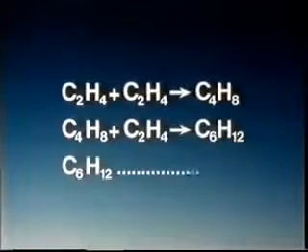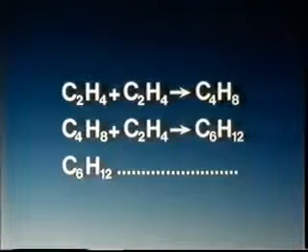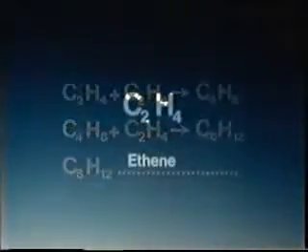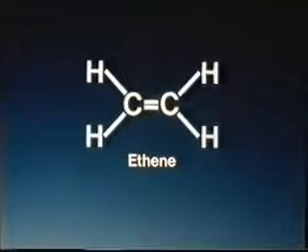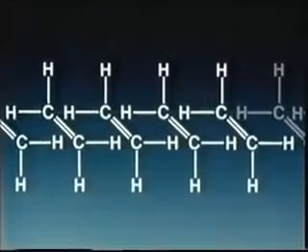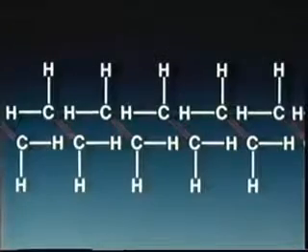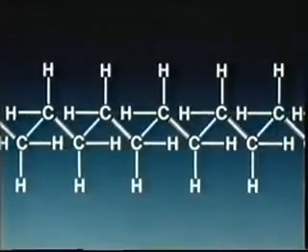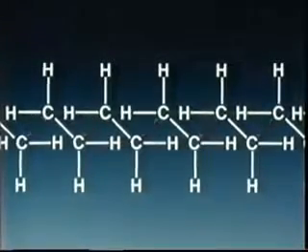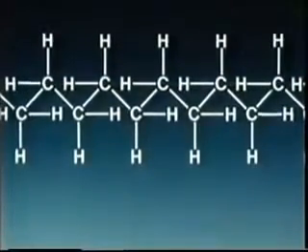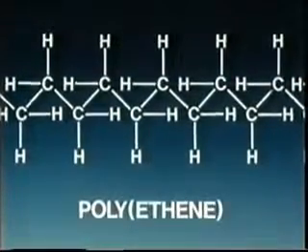What's happened is that the ethene molecules have joined onto each other. Many hundreds of molecules may come together, this process going on and on. If we write the structural formula of ethene, you can see that there are two covalent bonds between the two carbon atoms. This is what happens under the influence of the catalyst. Many ethene molecules come together. The double bonds open up so that a long chain molecule is formed containing many ethene units. The process is called polymerization, and the product is a polymer. It's called poly, meaning many, ethene, polyethylene.